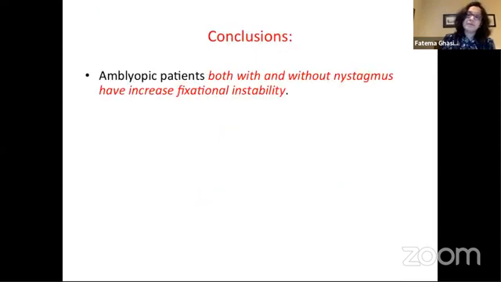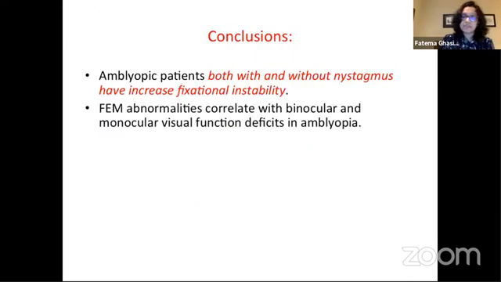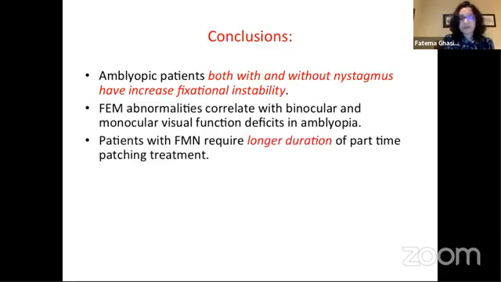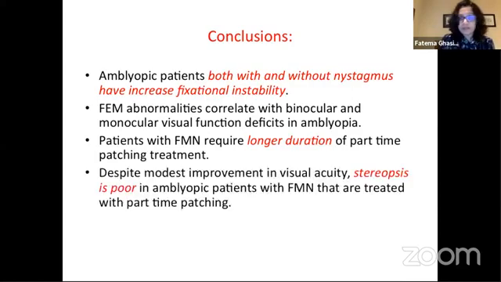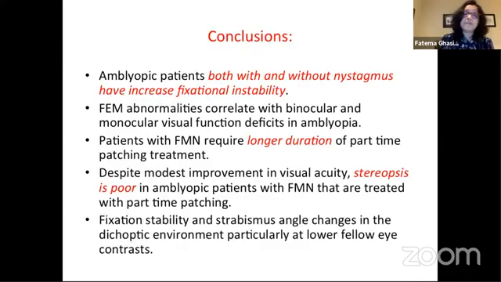So with that, I would like to conclude that amblyopic patients, both with and without nystagmus, have increased fixation instability. FEM abnormalities correlate with binocular and monocular visual function deficits. Patients who have FMN require longer durations of part-time patching treatment. Despite modest improvement in acuity, stereo recovery is poor in amblyopic patients with FMN who are treated with part-time patching. And perhaps fixation instability and strabismus angle changes in the dichoptic environment, particularly low fellow eye contrast, could be responsible for the mixed results with dichoptic treatment.